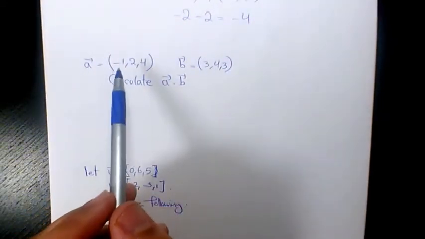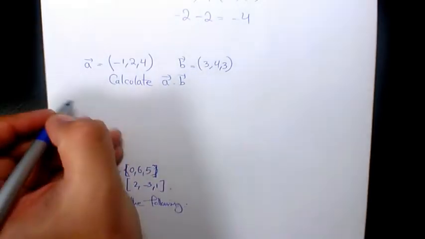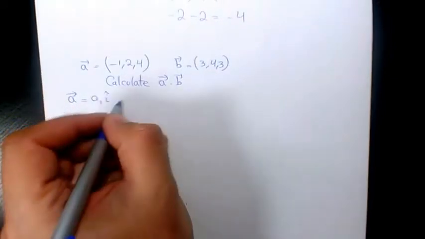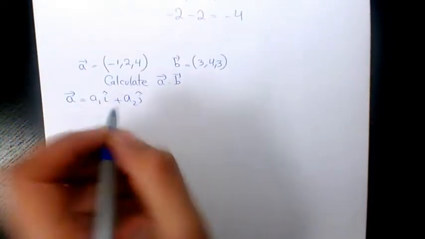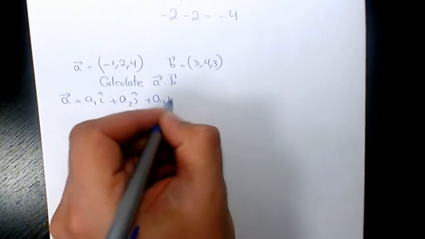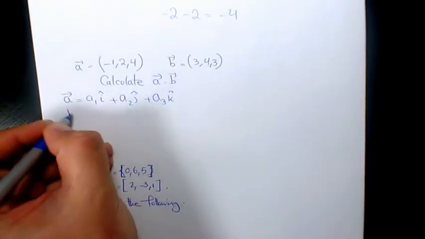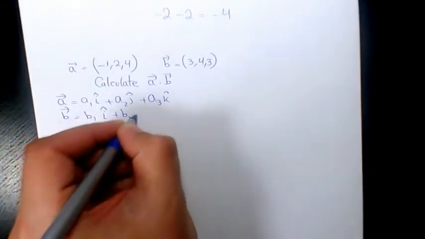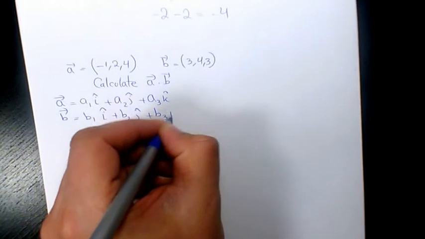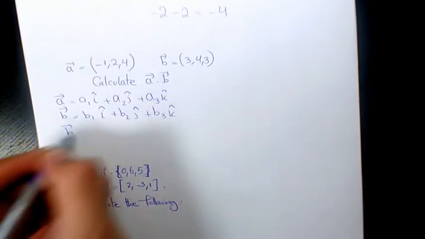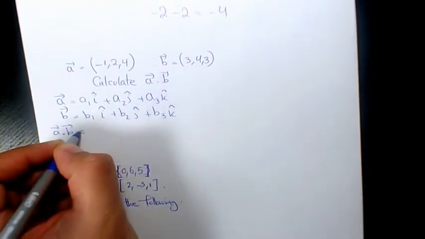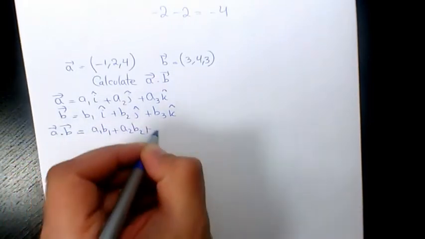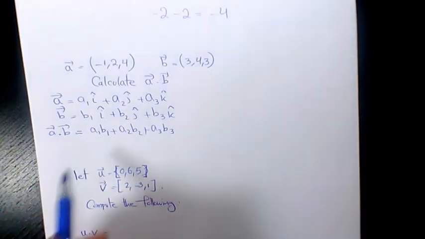Sometimes we are dealing with vectors that have 3 components. For example, A is A1i in x direction, A2j in y direction, and A3k in z direction. You have the same thing for B, B1i, B2j, and B3k. So the dot product of A and B is going to be A1b1 plus A2b2 plus A3b3. Still we have a scalar as the answer.